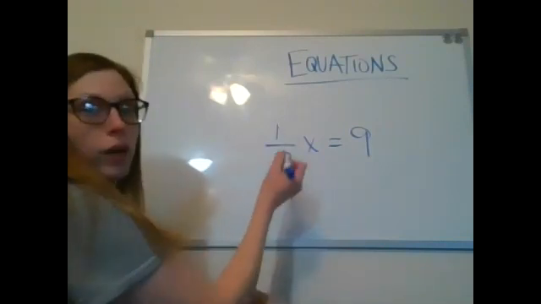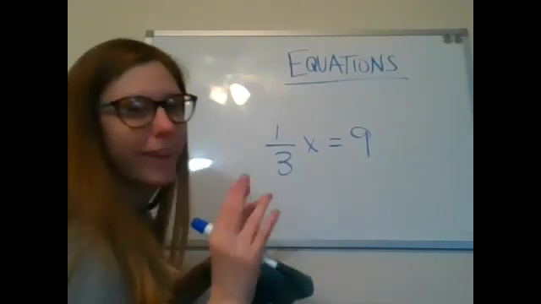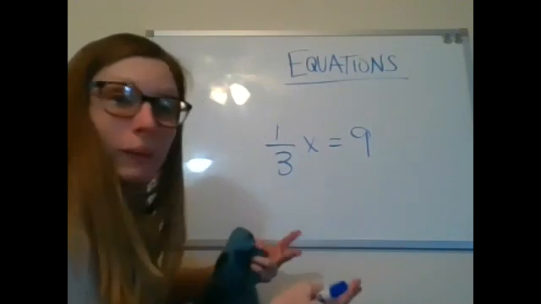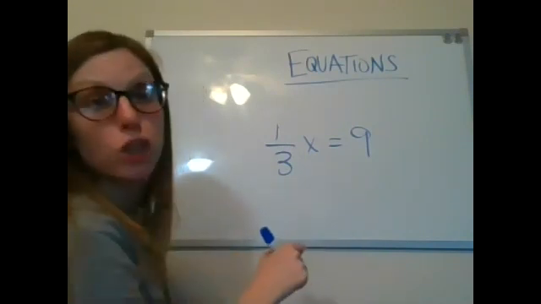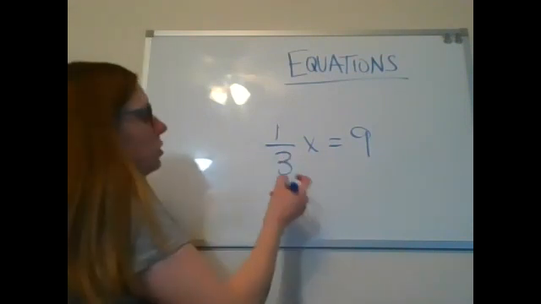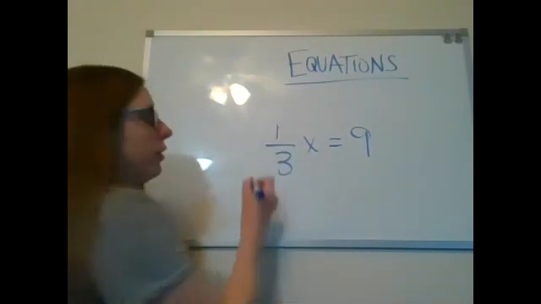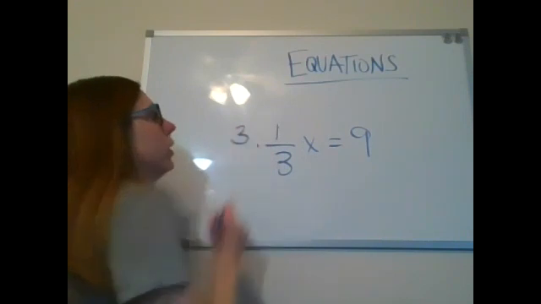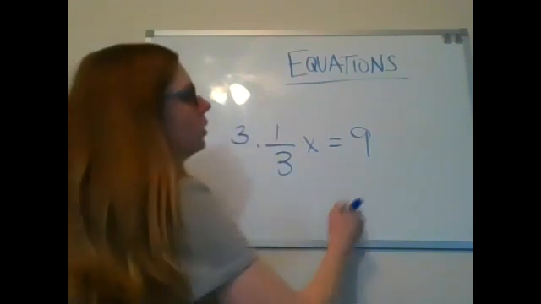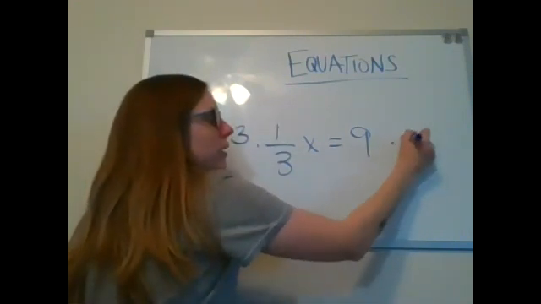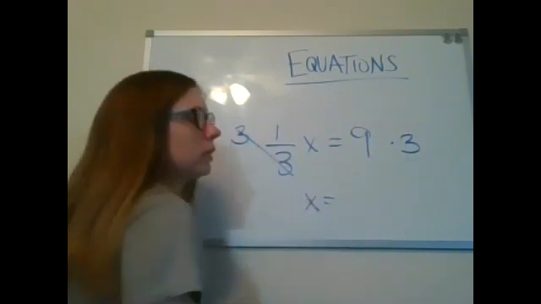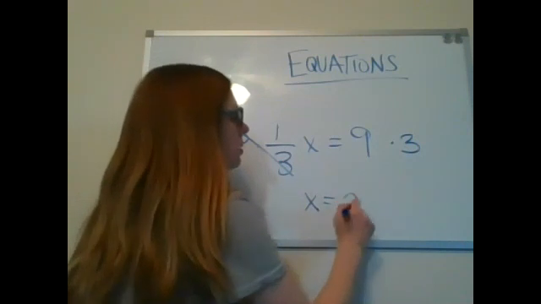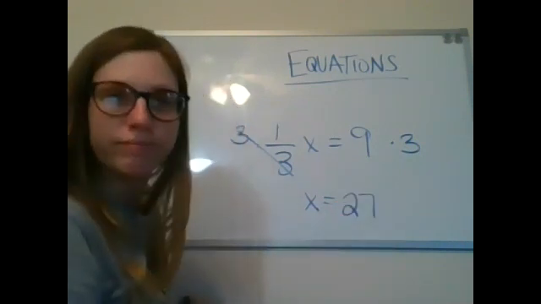Because we're going to remember that whole thing we did last week and the week before about multiplicative inverse, we're going to multiply by the multiplicative inverse to solve for our answer. So the inverse of 1/3 is 3 over 1, or just 3. We multiply by 3 on this side, we have to multiply by 3 on this side. So x will equal 9 times 3, which is 27. And you're done.